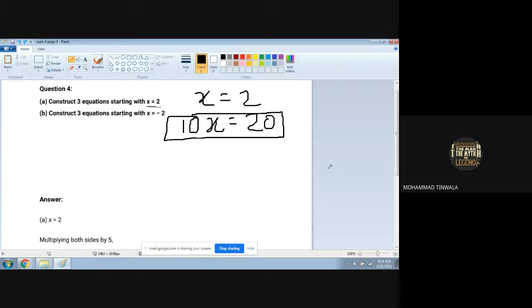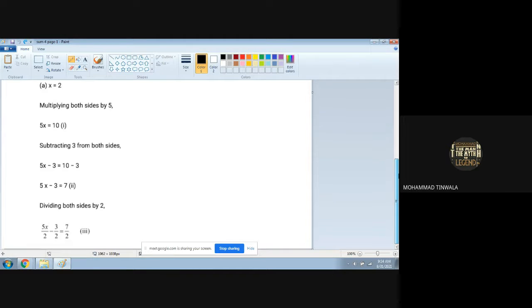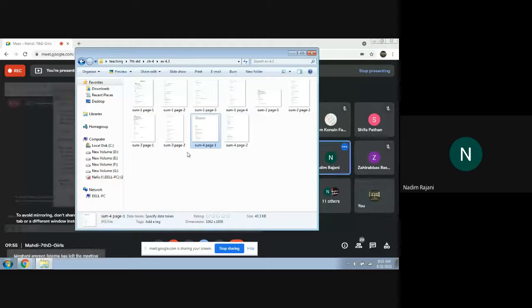This will be your homework. You have to construct 3 equations whose value you can get x is equal to 2. If you want, you can have a screenshot for this for support, but you have to do it by your own. Okay? Yes, sir. See, 3 examples are given. 5x is equal to 10. 5x minus 3 is equal to 7. Have you got that? Yes, sir. Chalo.